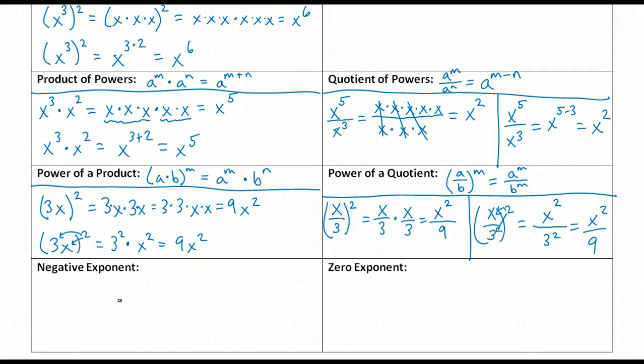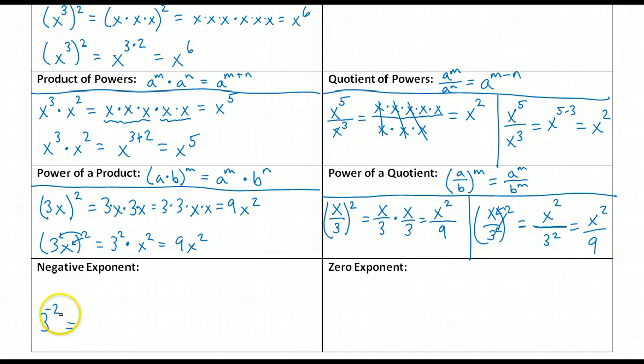The negative exponent property. When I have a number raised to a negative exponent, normally raising 3 to the second power would give me a bigger answer, 9. But if I'm raising it to a negative 2 power, I need to get 9 smaller. So how do I get smaller? Well, I'm going to get smaller as a fraction.